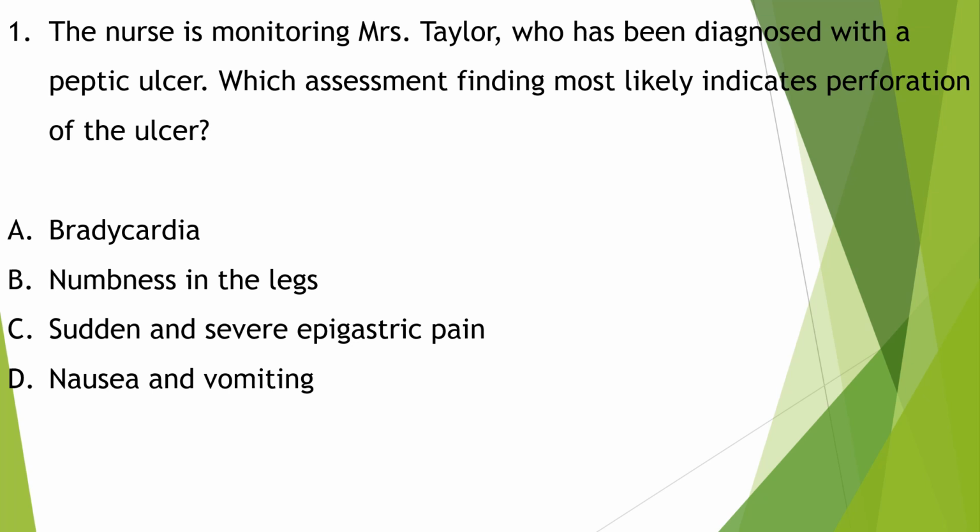Perforation of an ulcer is a surgical emergency and is characterized by sudden, sharp and intolerably severe pain beginning in the mid-epigastric area and spreading over the abdomen, which becomes rigid and board-like. Nausea and vomiting may occur. Tachycardia may occur as hypovolemic shock develops. Numbness in the legs is not an associated finding. So, the most likely indication of the perforation is sudden and severe epigastric pain.